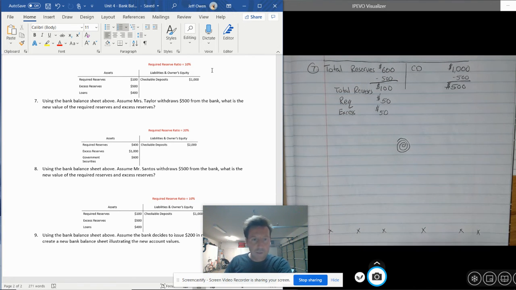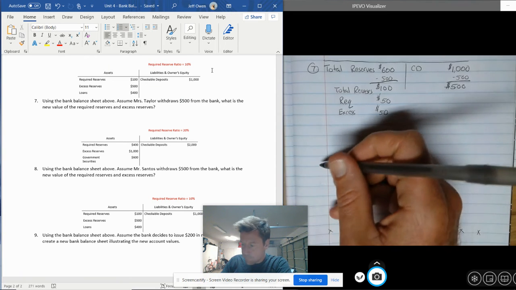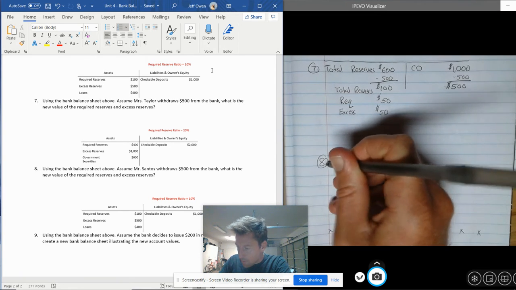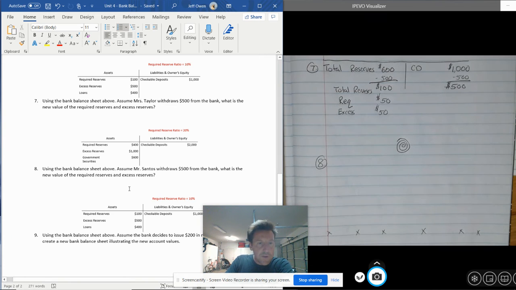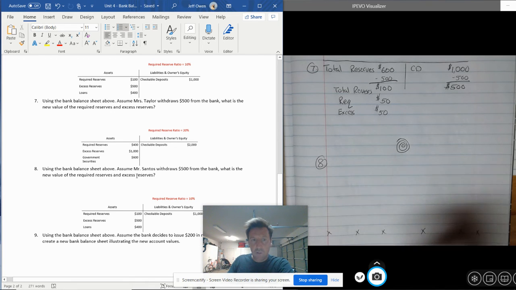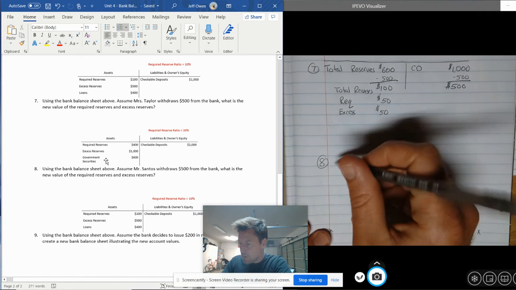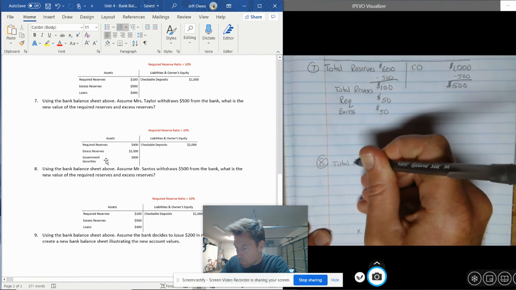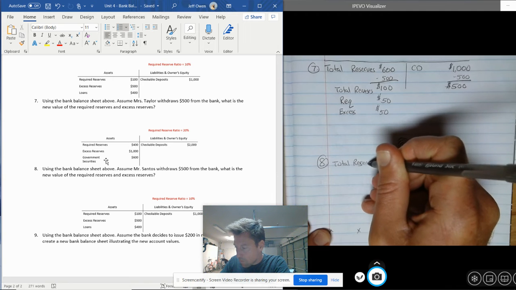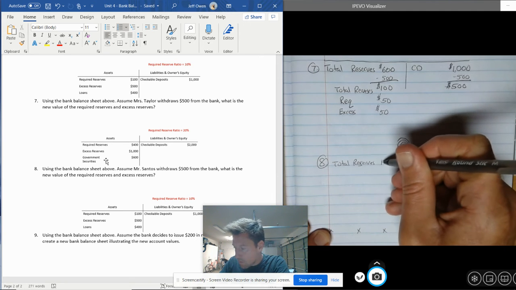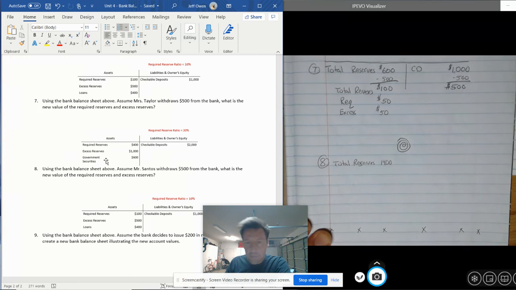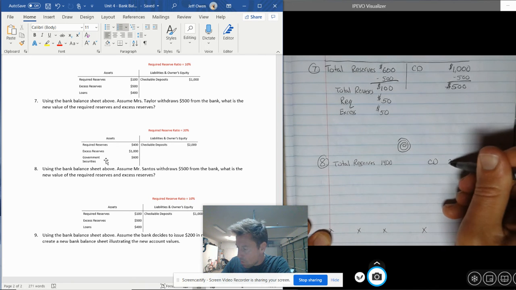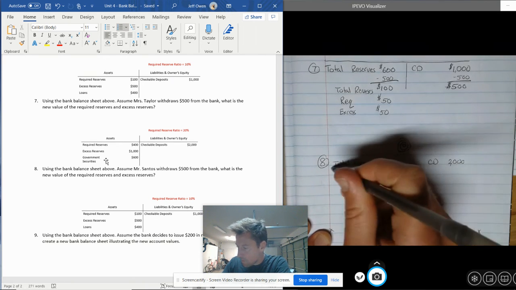Okay, that takes us to number 8. Put it right there. Using the bank balance sheet above, assume Mr. Santos withdraws $500 from the bank. What is the new value of required and excess reserves? So again, I'm going to lump the two numbers together. Required and excess together are 1,400. So I'm going to say total reserves, what, 1,400? And my checkable deposits were 2,000.